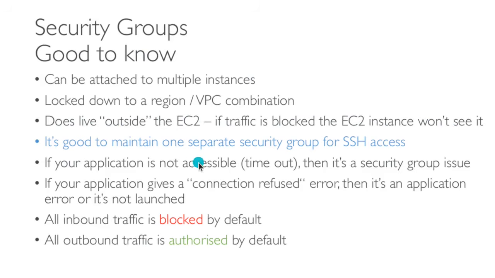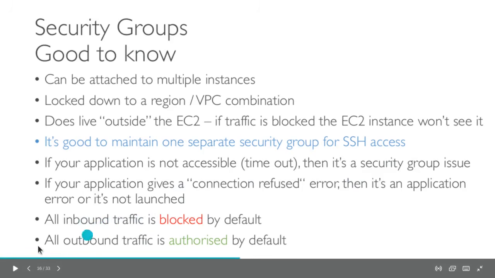And if your application is not accessible, if you get an error that is timeout, then it is a security group issue. But if your application says connection refused, it is an application issue and not a security group issue. So whenever you get a timeout error, you should go and check the security group first, and then you can check the application or troubleshoot any other issues. All inbound traffic is blocked by default, and all outbound traffic is authorized by default.